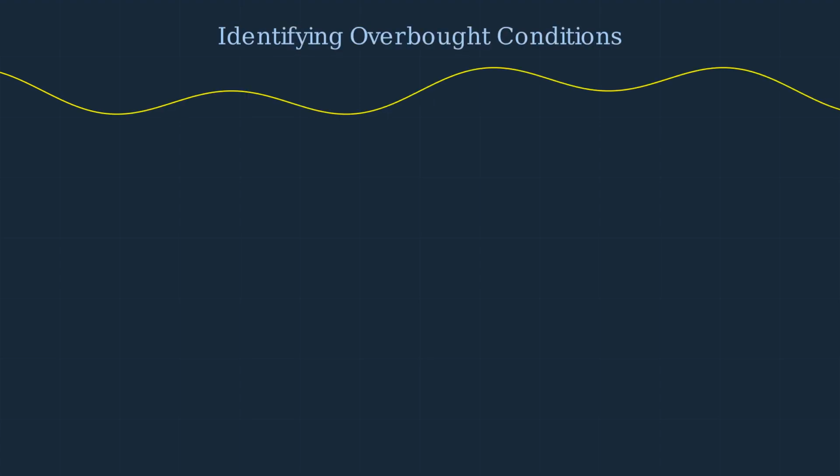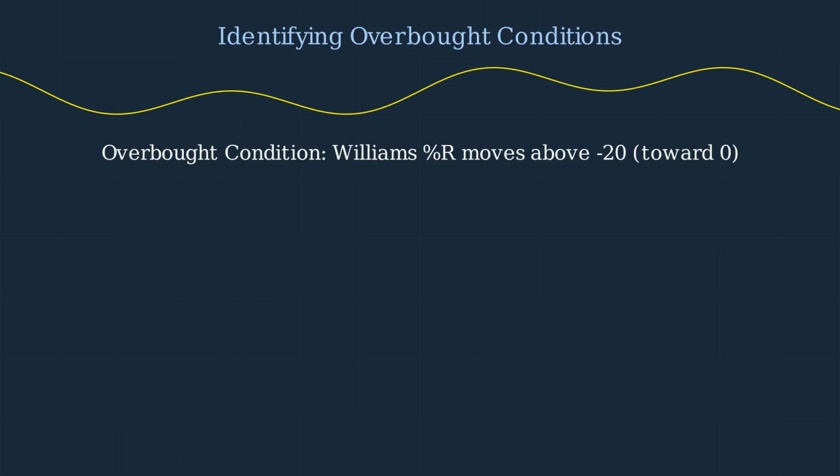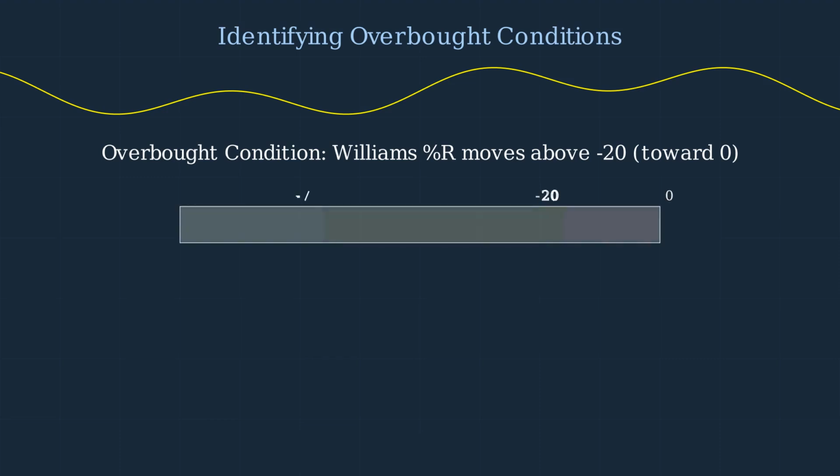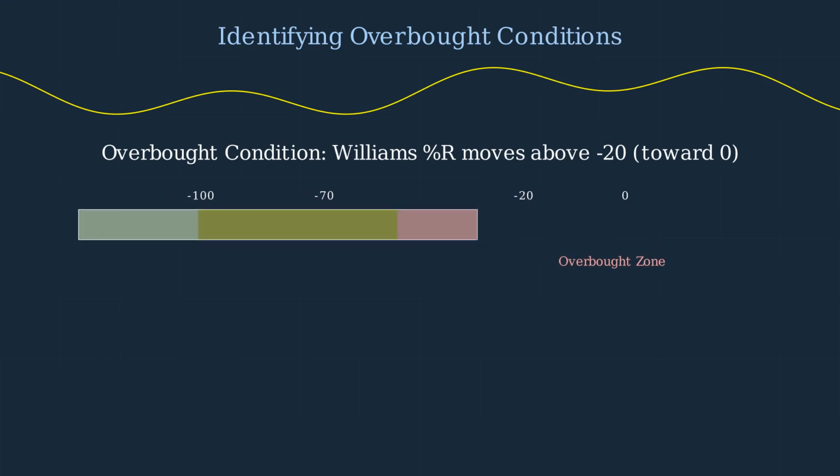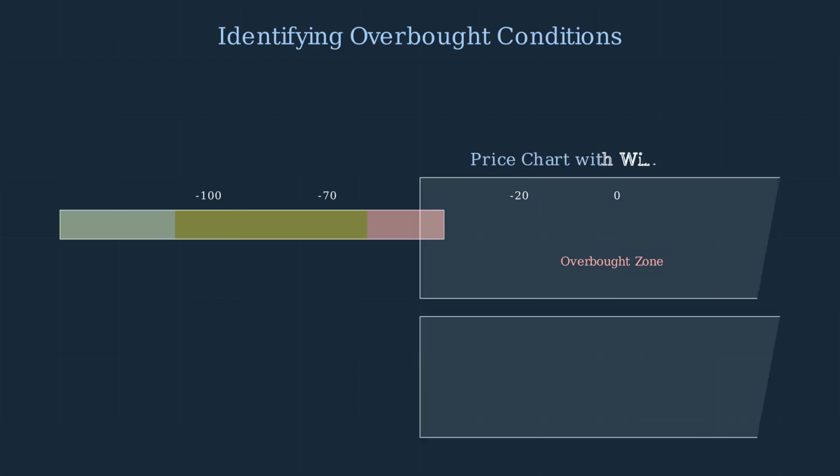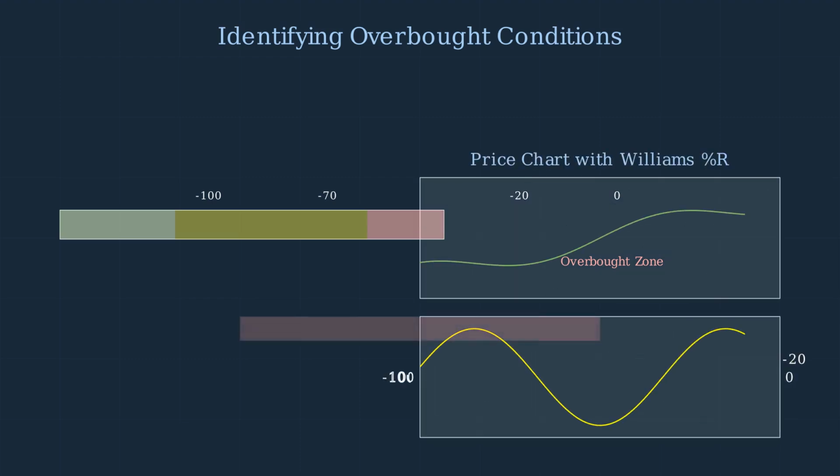Identifying overbought conditions is crucial for timing potential exits from a trade. An overbought condition occurs when the Williams %R indicator moves above negative 20 and approaches 0. On the Williams %R scale, the overbought zone is represented by the region between negative 20 and 0. When the price has been rising strongly, the Williams %R indicator will move into this overbought territory, suggesting a potential pullback or reversal.